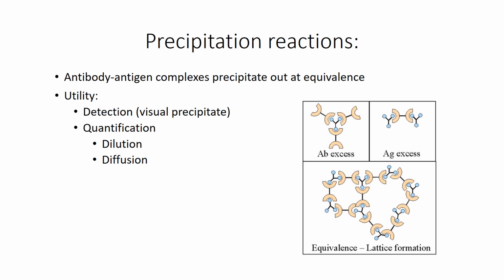What is the use of the precipitation reaction? Well, first and foremost is detection, where a precipitate that can be seen by eye indicates the presence of the particular antigen. And the next step is taking out that precipitate and quantifying the amount of antigen present in there, by either diluting it or letting it diffuse after labeling, and looking at where it goes around, where it is localized.